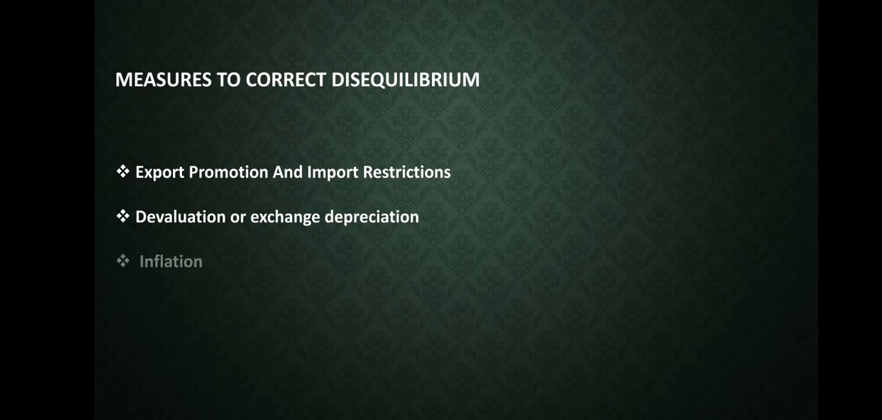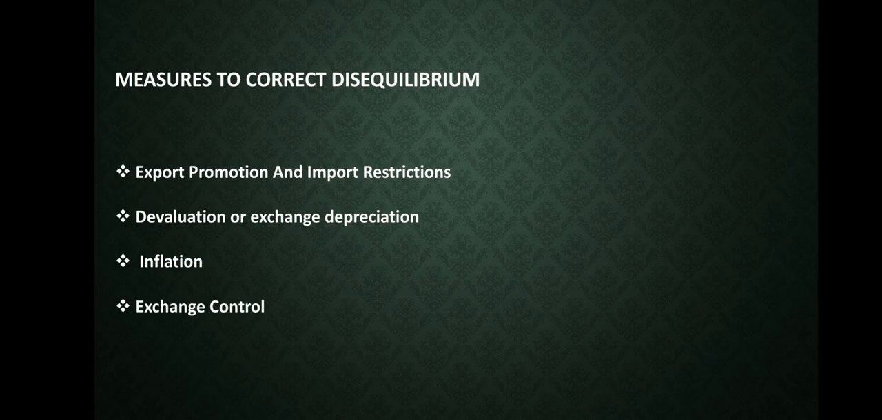Third, inflation control. When the inflation is checked, the prices are lowered. The exports will increase and the imports decrease. This will correct the adverse balance of payment. Prices can be reduced by adopting fiscal and monetary measures. The fourth measure is the exchange control. Finally, the exchange control method is used to correct the disequilibrium.